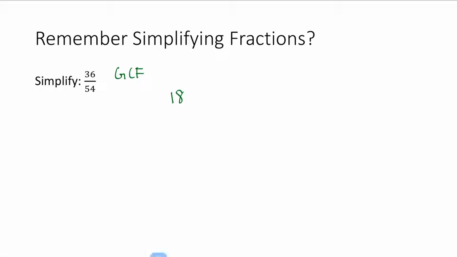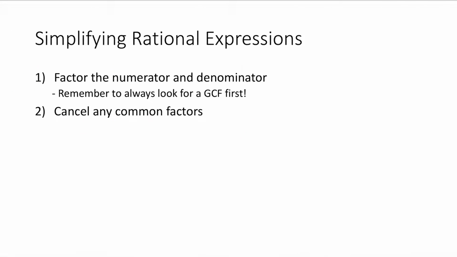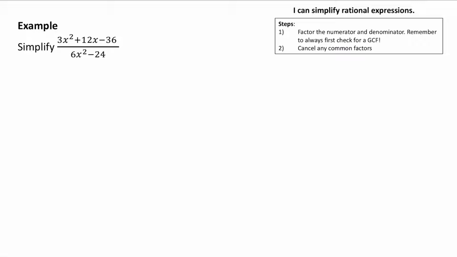So in the numerator, we have 18 times 2, and then in the denominator, we have 18 times 3. So now you can see that this common factor of 18 will cancel, so this fraction will reduce to 2 over 3. So we're going to use a similar idea to go ahead and simplify rational expressions. So when we simplify rational expressions, we're going to factor the numerator and denominator. Remember to always look for a GCF first. Then we're going to cancel any common factors. So let's look at some examples.